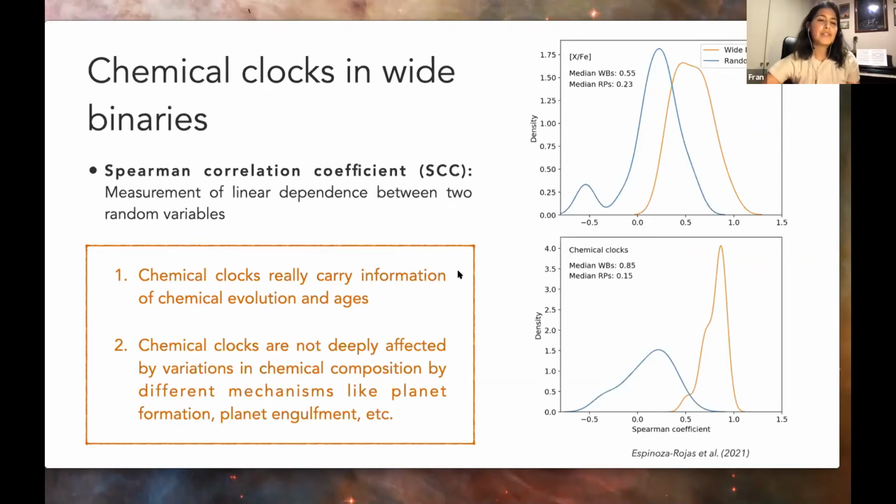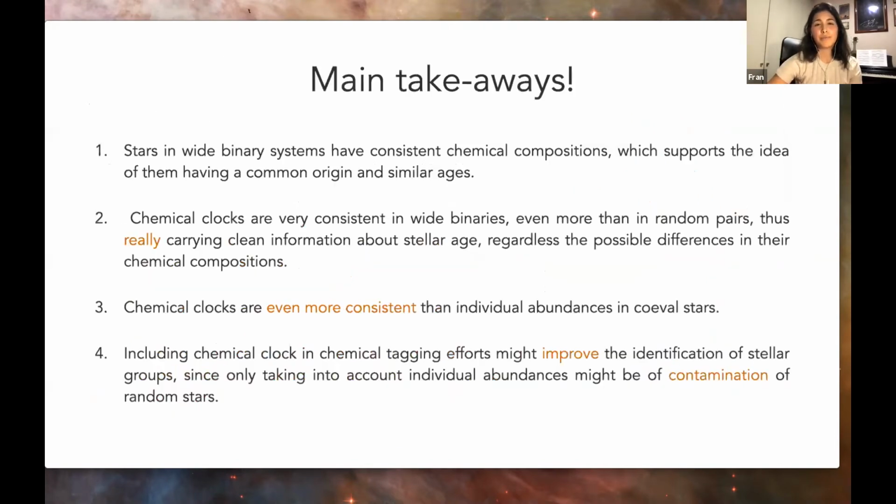So given these results, we thought about how chemical clocks could be useful for other purposes besides deriving stellar ages, and we realized that they might be useful when trying to identify groups of stars that were born together. So we proposed that using them in the attempts of chemical tagging might be useful.